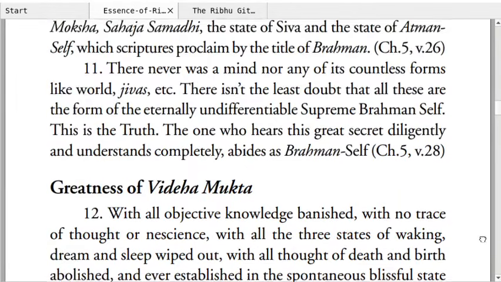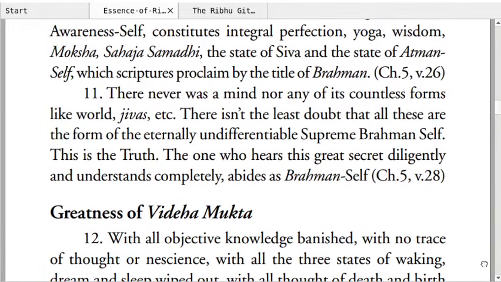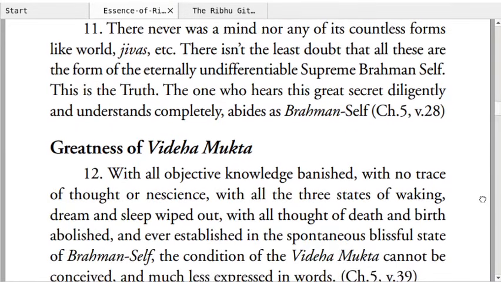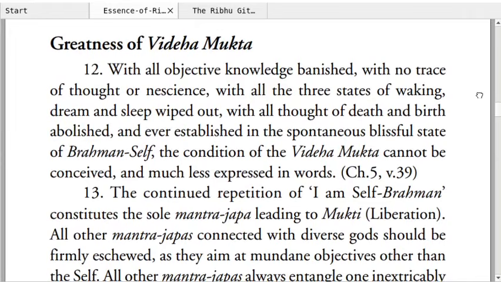yesterday we saw a few of the verses, and Ribhu is demolishing. That is what we like. We do not like to pile up things. We want to make it simpler, and that is more beautiful for a seeker. So he is talking about the greatness of Videha Mukta.